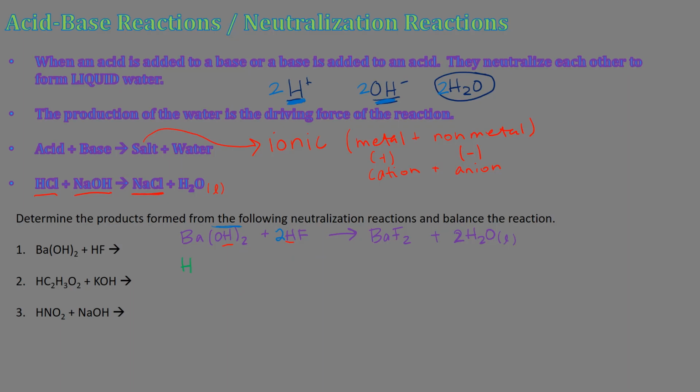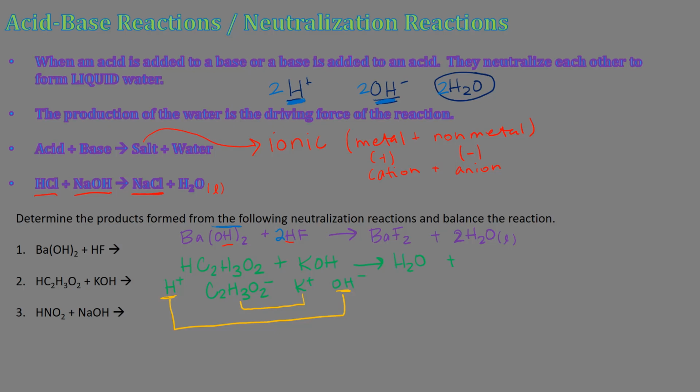Next I have HC2H3O2, which is acetic acid, and that's going to be reacting with potassium hydroxide. I'm going to do the same thing and look to see what ions I have. This is a hydrogen ion plus an acetate, and then this is potassium ion and hydroxide. I'm going to react outside with outside, inside with inside, and I'm always going to make sure that I put the positive ion, the cation, first. So if I have a hydrogen and a hydroxide, that's going to make water.